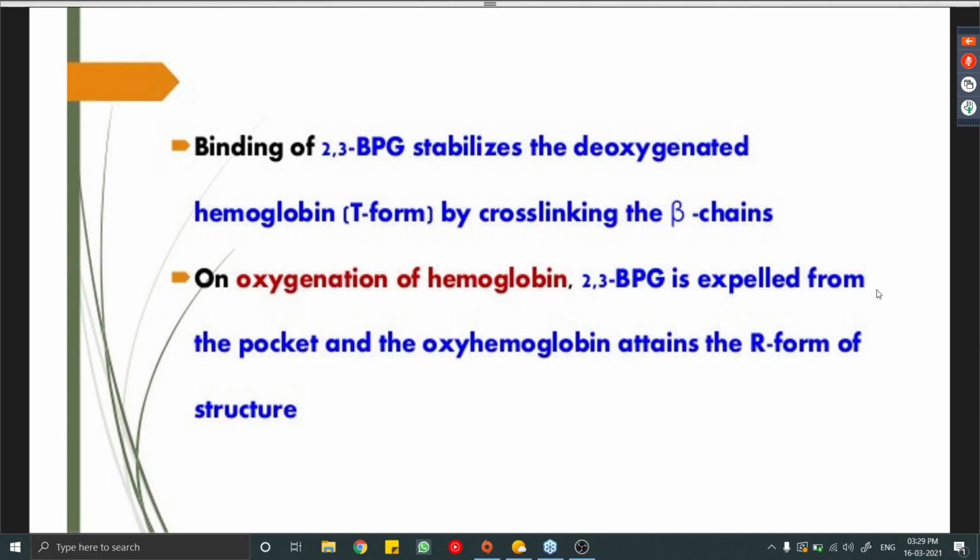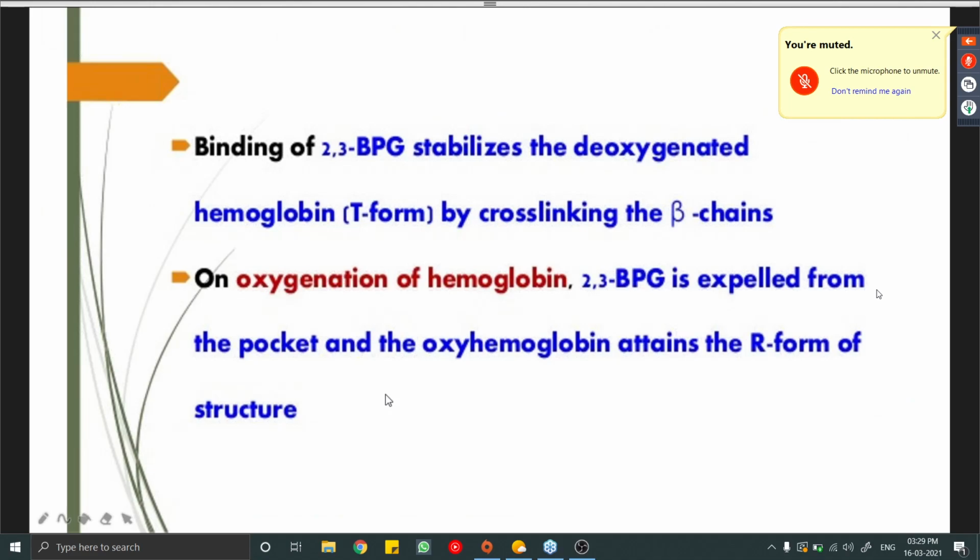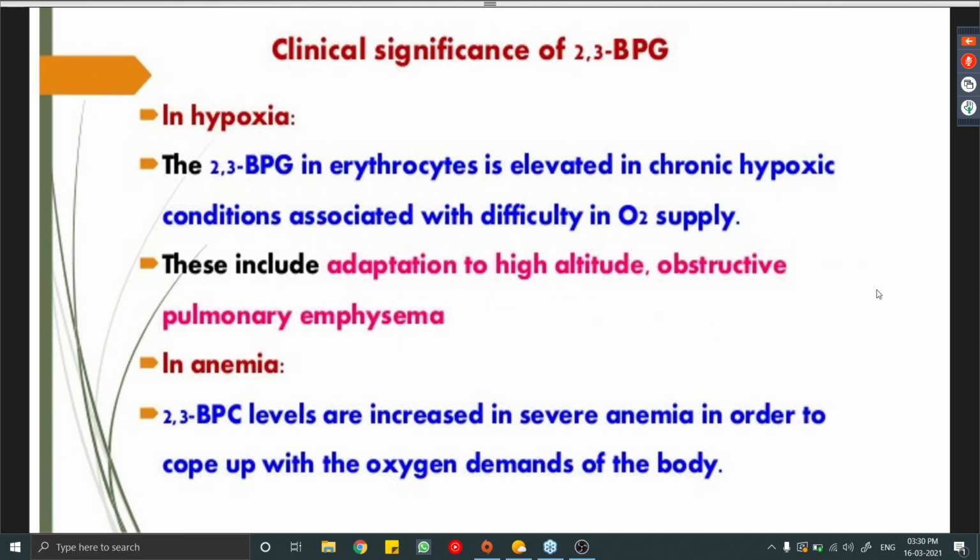On oxygenation, this pocket gets collapsed, and there is release of 2,3-DPG; it is expelled. This cavity gets collapsed, 2,3-DPG is expelled from the pocket, and oxyhemoglobin reattains the R form of the structure.